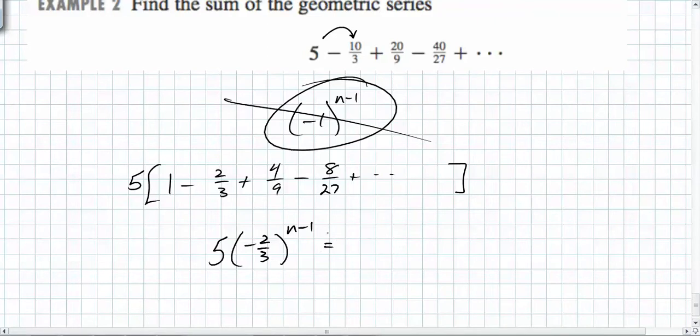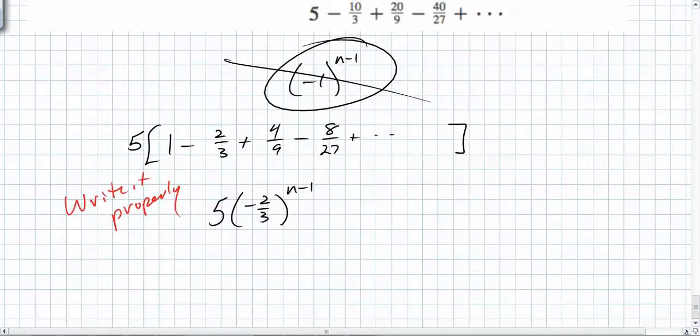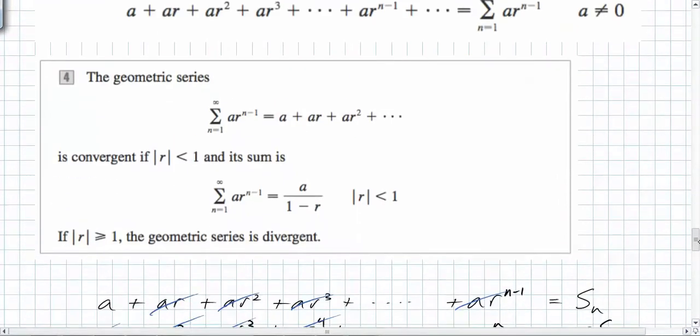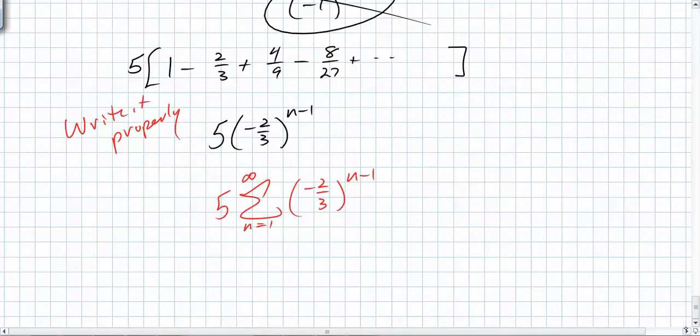So now we're looking at, so our first step in finding this geometric series was to write it properly. So now we've written it properly. Now we're looking at the sum as n equals 1 to infinity, I could not write it in, of 5 times negative 2/3 to the, what was that formula we had right here? Oh, we can keep the 5 in there and keep it with the formula. That's fine. The 5, hold on.